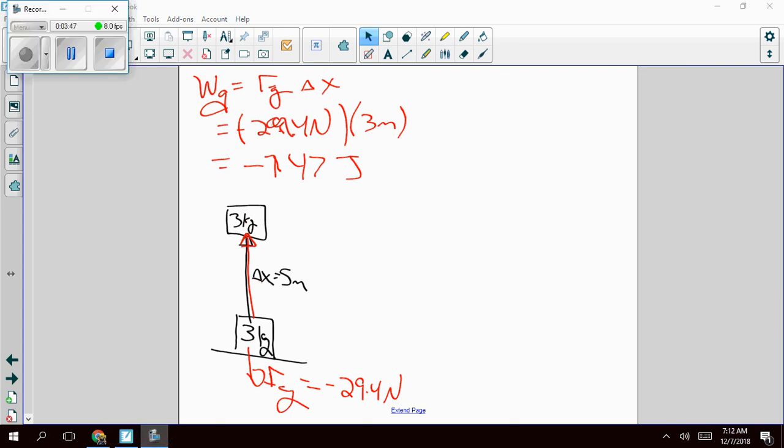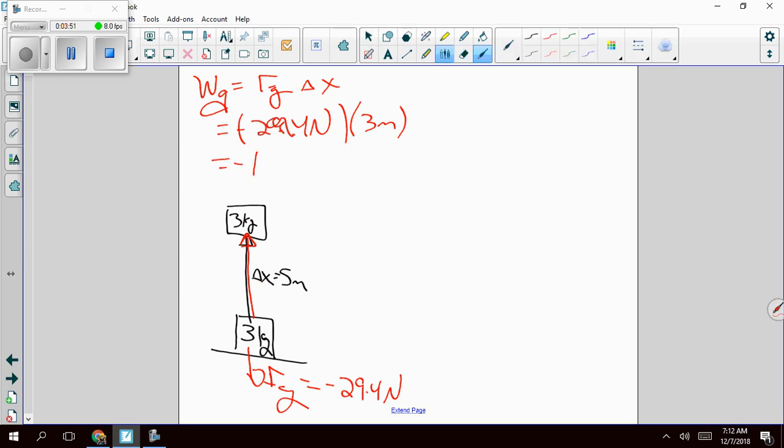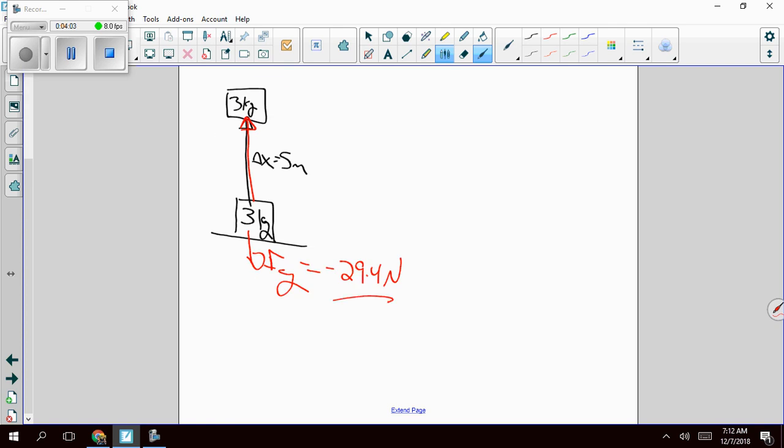If you couldn't read this, it says negative 147 joules. That's a little better. So that's how much work gravity did, because remember, it depends on your force and your distance. The force of gravity was down 29.4 newtons, the displacement was up 5 meters, multiply it, there you go.